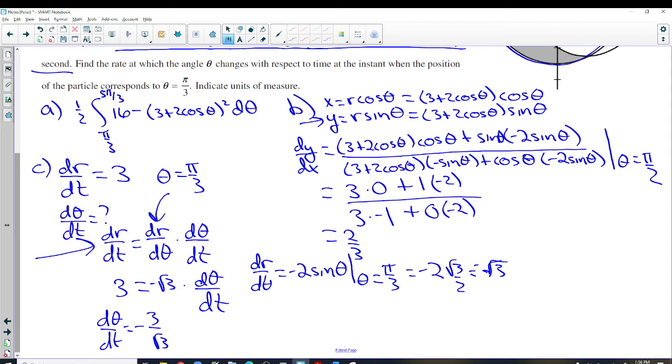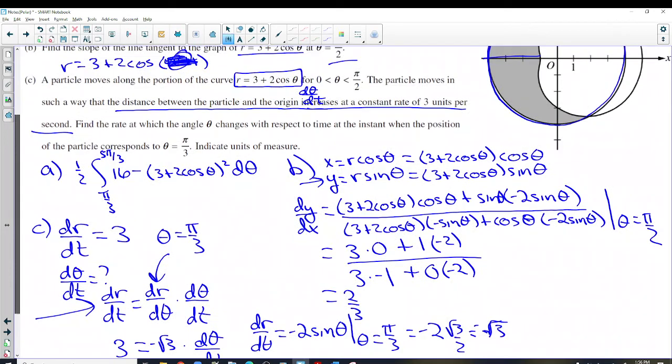But those are related rates. You got to think about related rates and how you can get to what they want. And it's not even that obvious that it's related rates other than maybe right here, 3 units per second. That's a rate. So you're going to have d something over d something when you see those rates.